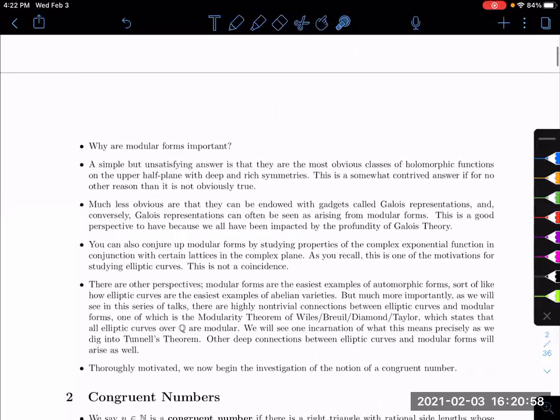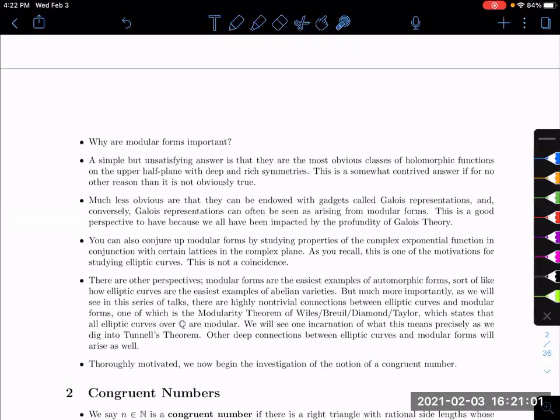And so that being said, I'm done with the introduction. We can actually get into this now. Hopefully you believe we should actually be studying this.